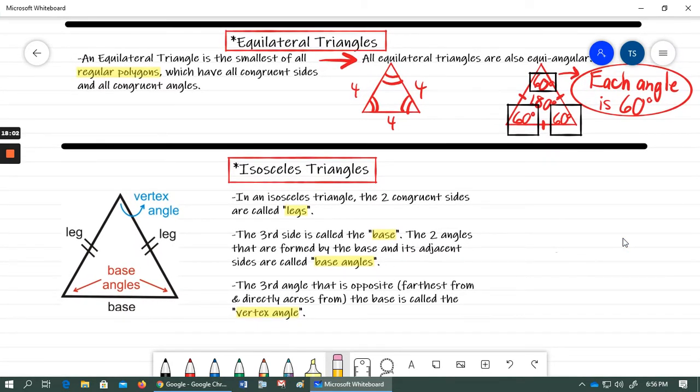So, in an isosceles triangle, the two congruent sides are called legs. Whatever those two sides are that have the same length, those two congruent sides, are going to be referred to as the legs of an isosceles triangle. Folks, the third side in an isosceles triangle, that one side that's not one of those two congruent legs, is always called the base.